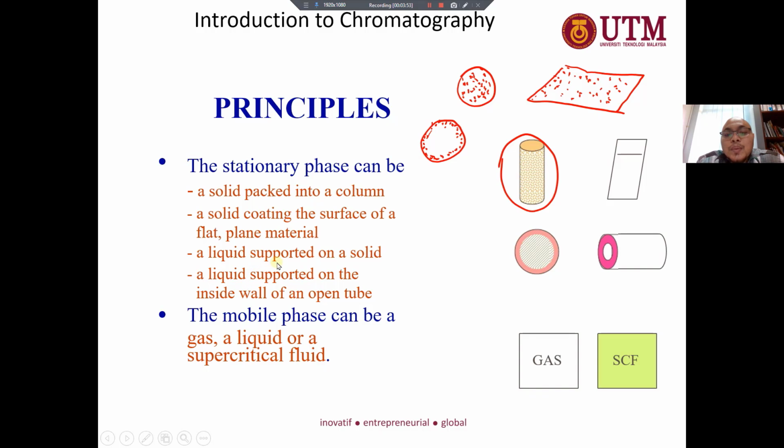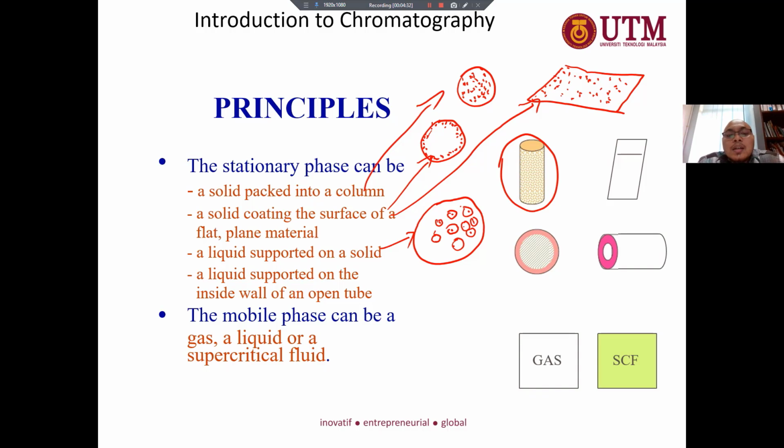Or the next one, a liquid supported on a solid. It means, for example, if I draw bigger, we have the particles, and each particle has a coating of liquid outside of the particle. That is one kind of idea. So we have a lot of particles, but outside of the particles, we have the liquid supported on solid. So liquid coated on the solid.